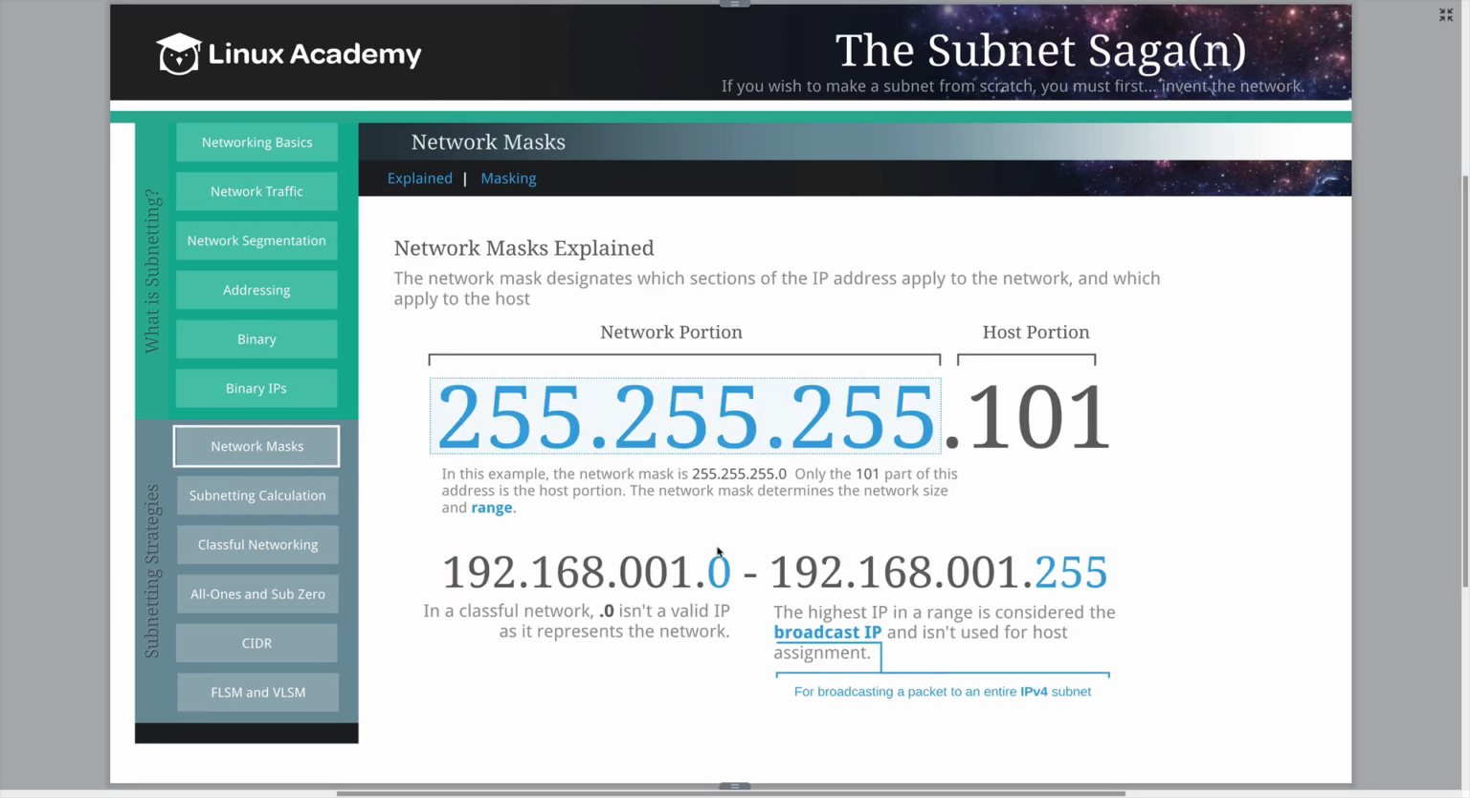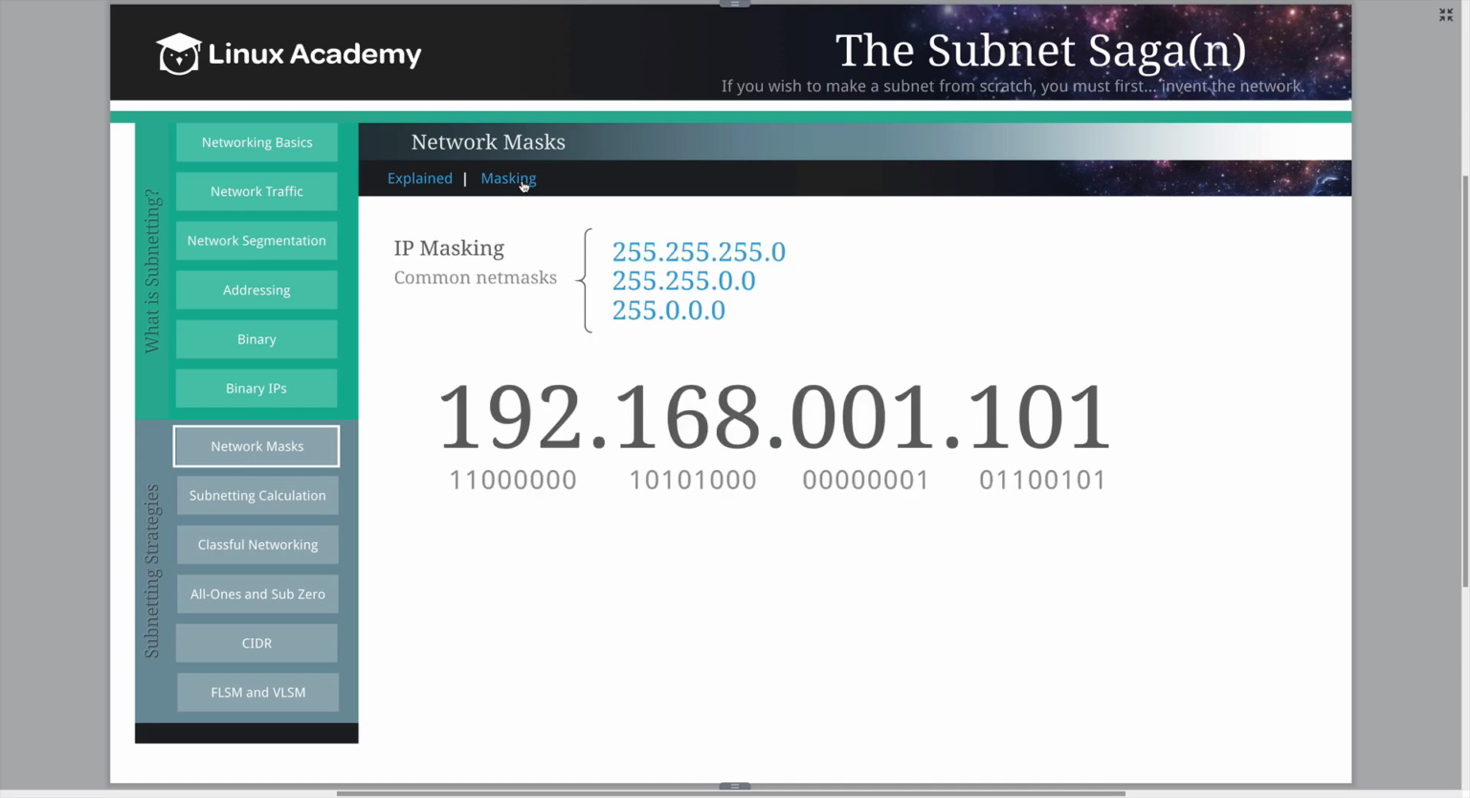Now, there is some semantics around using the .0 in a non-classful network. By and large, an IP that is a .0 is valid. However, if it is the first IP in the entire range, in which case there is only one .0 in this range, 0 to 2.255, then it is generally not best practice to use that for host assignment. So now that we know what the mask is, let's look at masking in general.